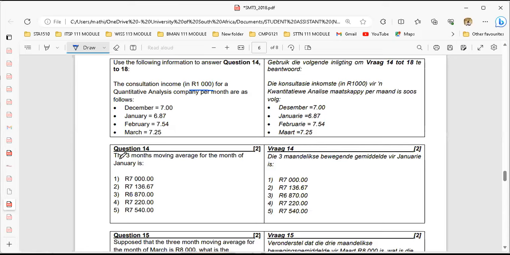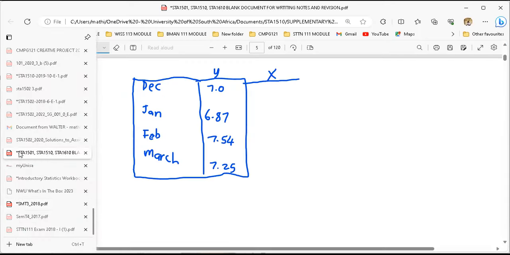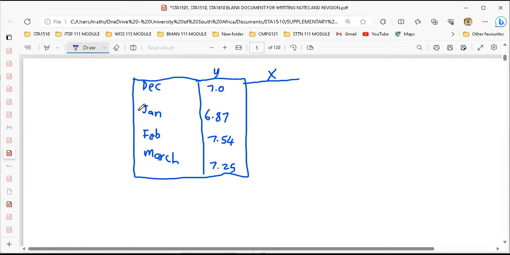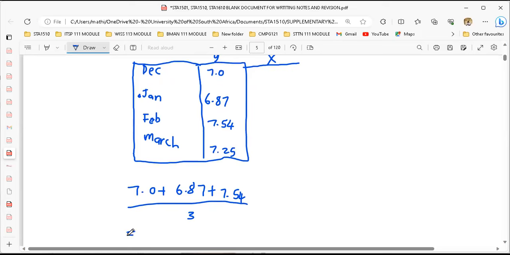Now, for the 3-month moving average for the month of January, we have to make sure that January is our middle period. Let me just say middle period so that you can all understand. So you're going to add 7.0, plus 6.87, plus 7.54, and then we divide them by 3. And then the answer that you'll get, let's do it.